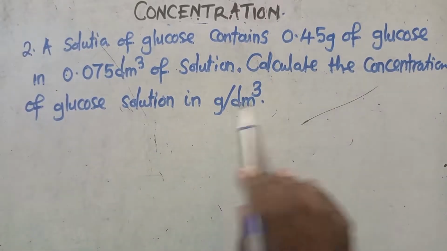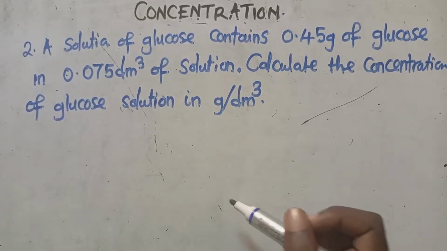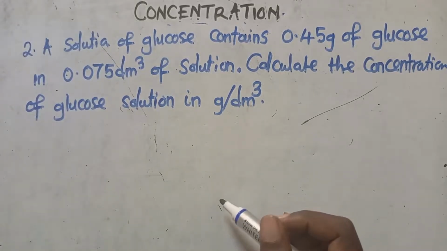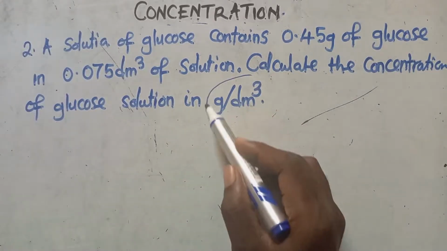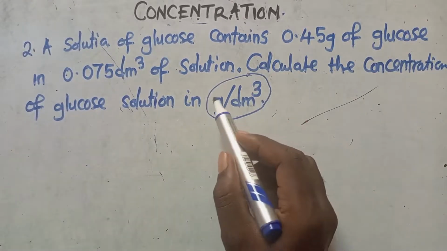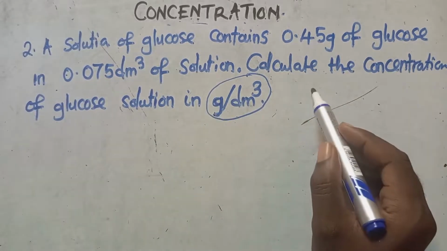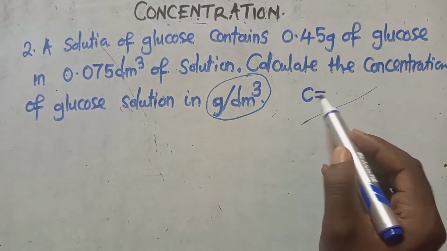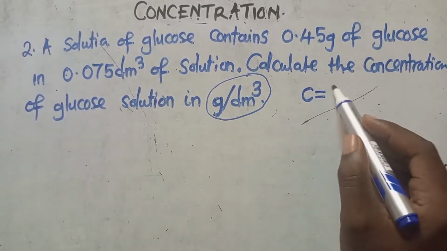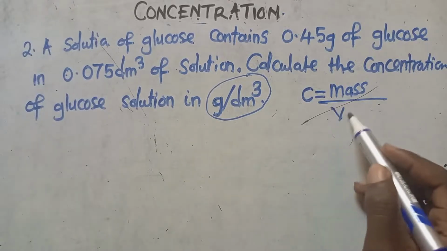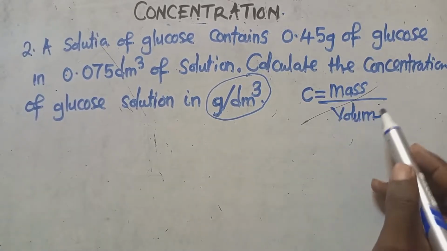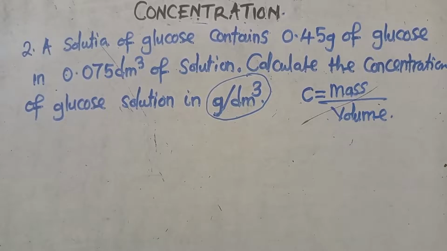So this question is very simple. You don't even have to worry about anything at all. They're telling you to express your answer in this unit, grams. So this tells you another formula for concentration: mass over volume. This is another formula you can use for concentration.